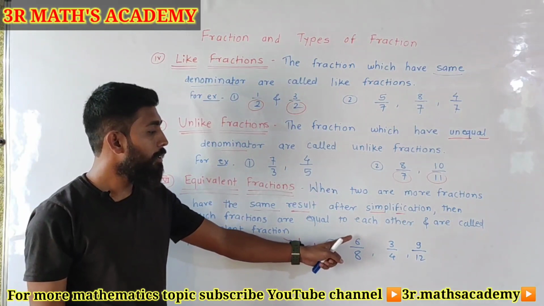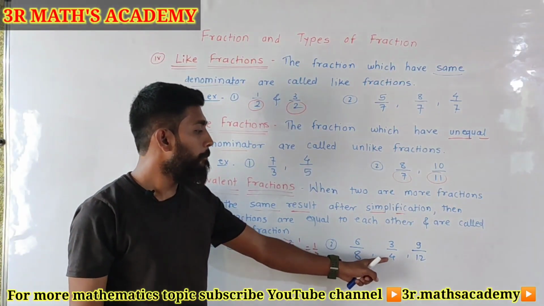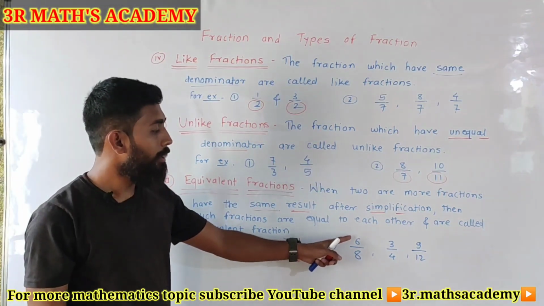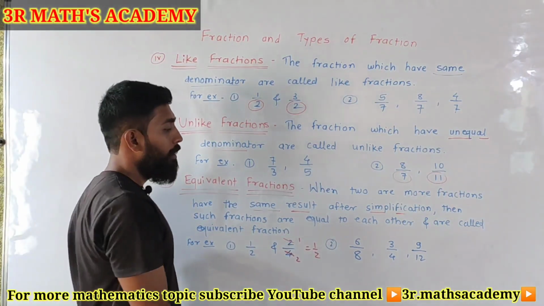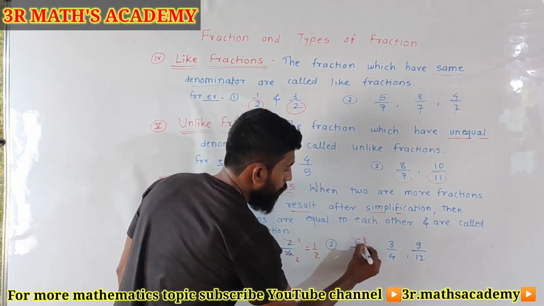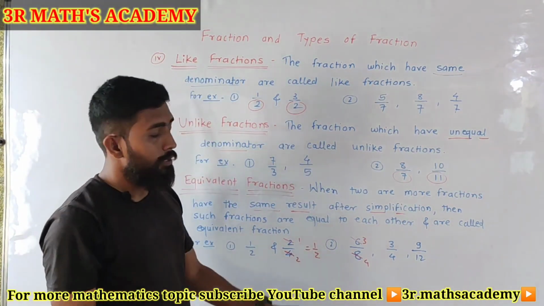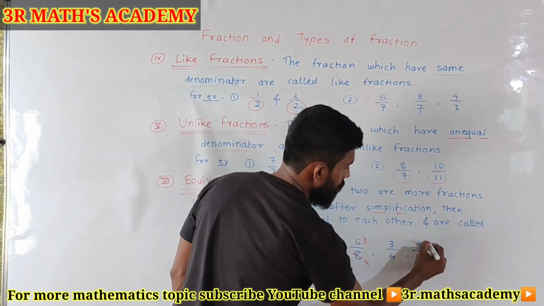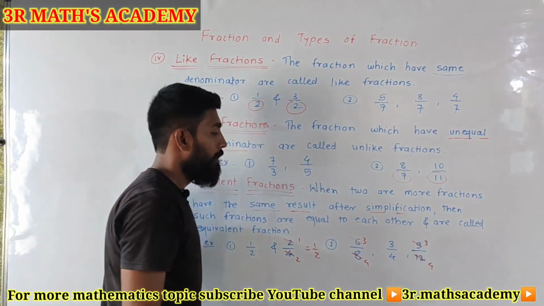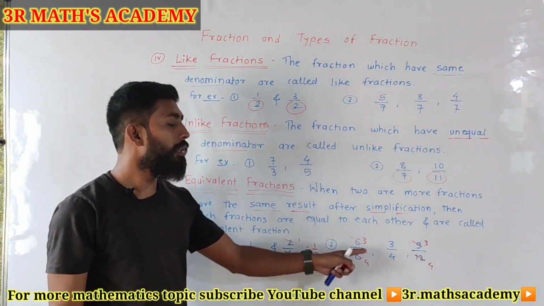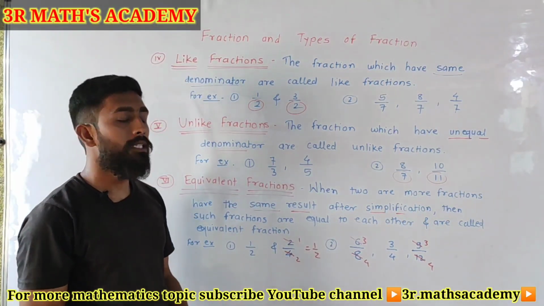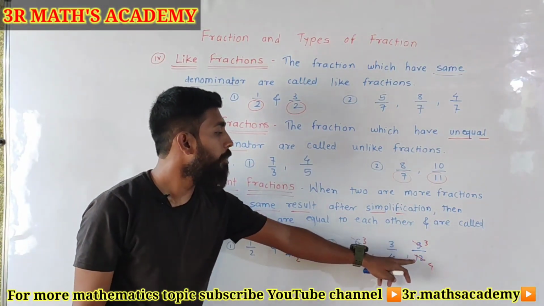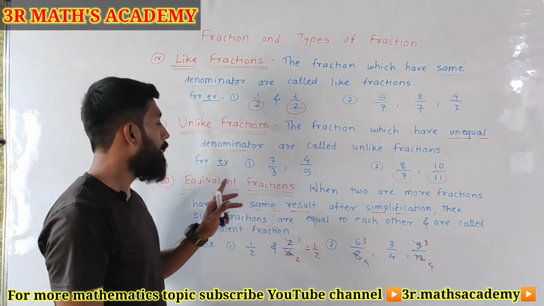Friends, similarly 6 upon 8, 3 upon 4, and 9 upon 12. In the first fraction, we divide the numerator and denominator by 2 and get 3 upon 4. Similarly, in the third fraction, we divide the numerator and denominator by 3, so this is also 3 upon 4. After simplification, all three fractions are equal to each other. So we say that 6 upon 8, 3 upon 4, and 9 upon 12 are equivalent fractions.